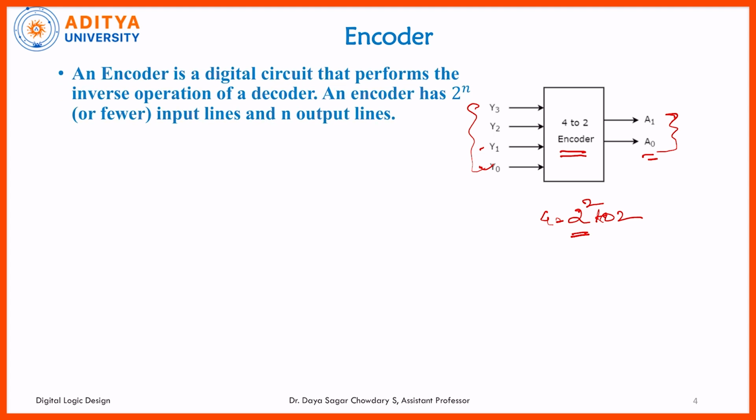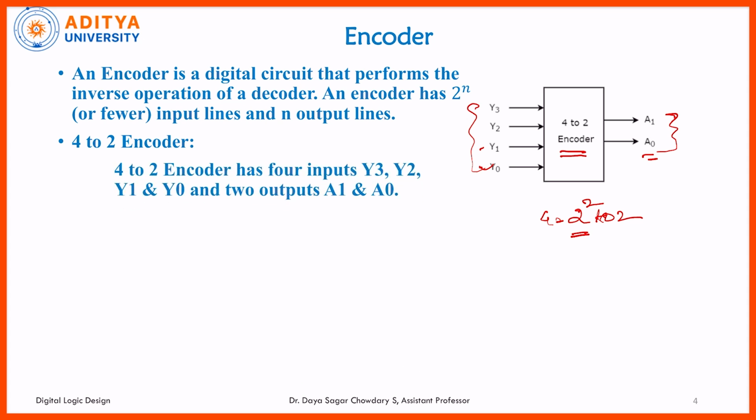An encoder is a digital circuit that performs the inverse operation. Again, that is the same definition, an encoder has 2 to the power of n input lines and n output lines, just with a bit increment. Now this is a 4 to 2 encoder, which contains y3, y2, y1, y0.